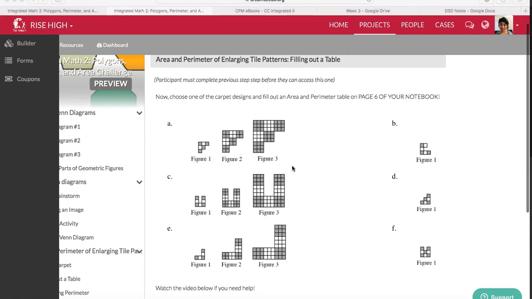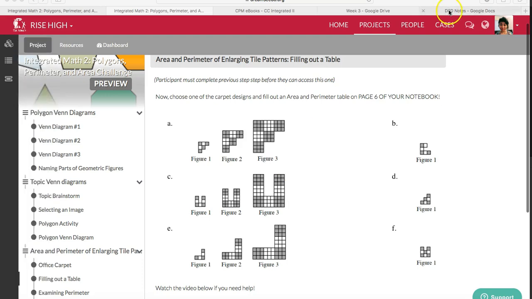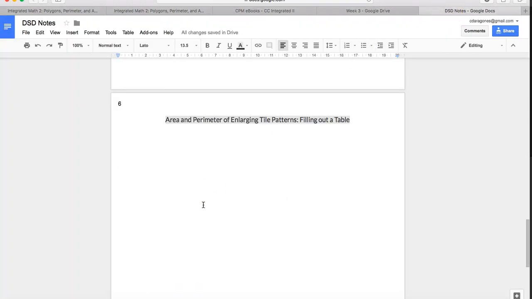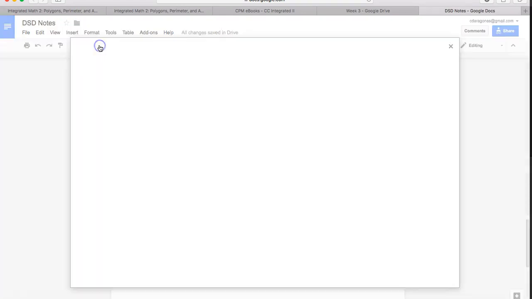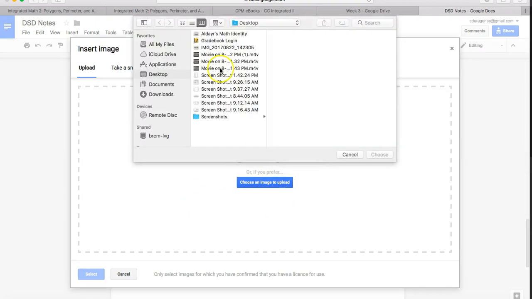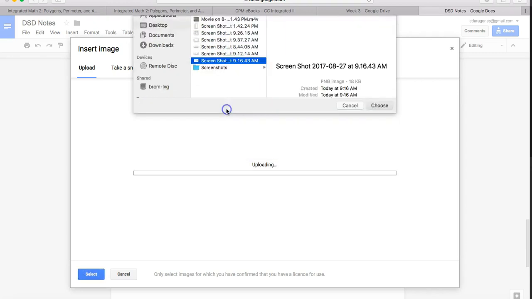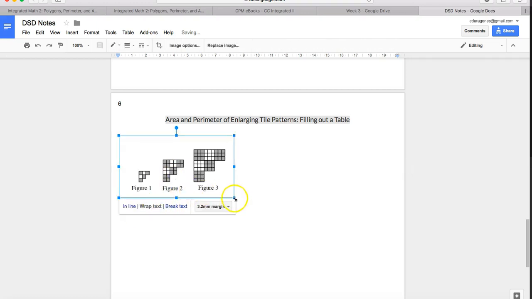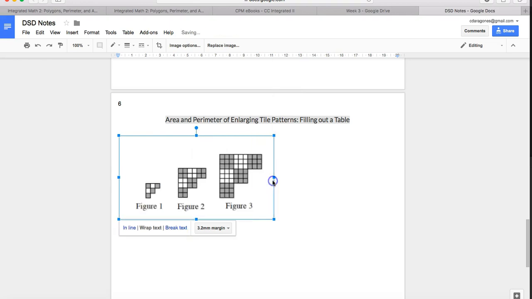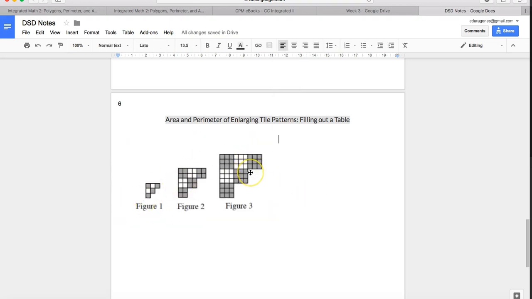You can take the pattern that you chose and put it into your notebook. Make sure when you're drawing this in your notebook that it's accurate, okay? It's really important that you get the number of tiles correct, because if you don't, your tables will be incorrect. Pause your video here and draw the first 3 figures of the design you chose in your notebook. And then when you're done, you can move the video on.